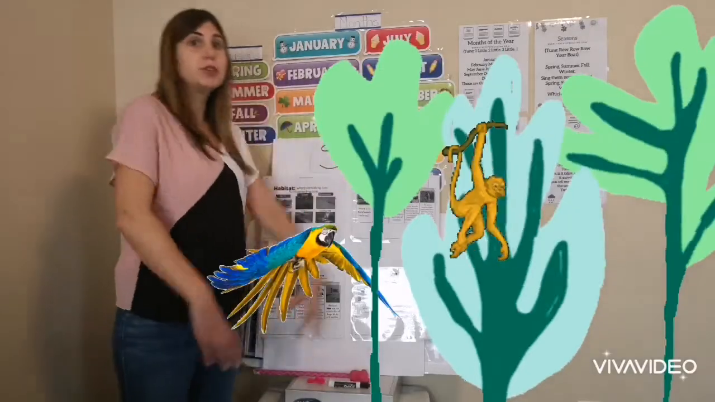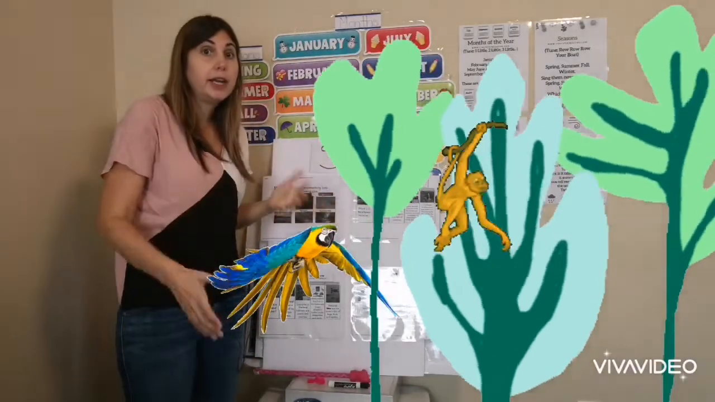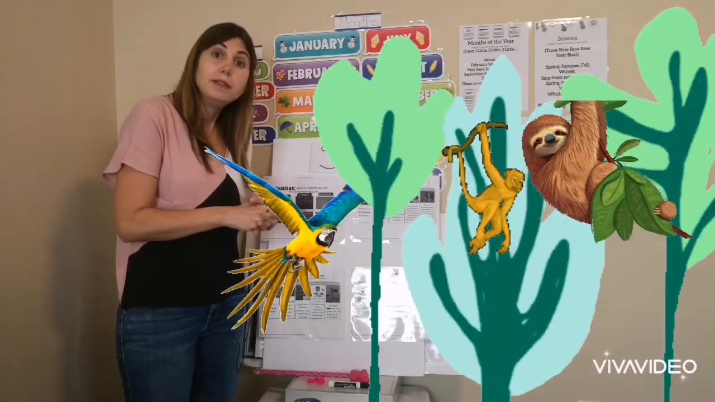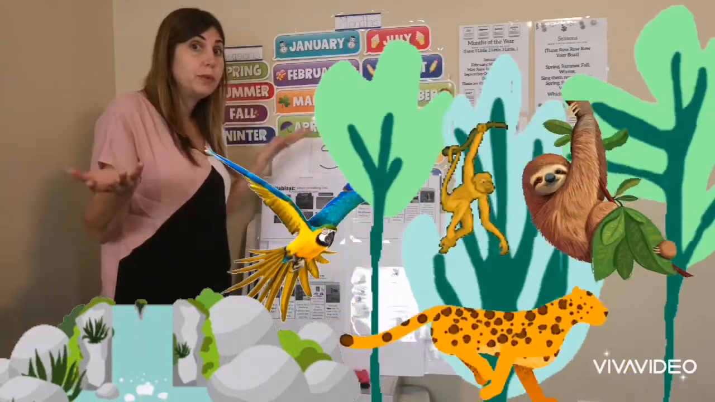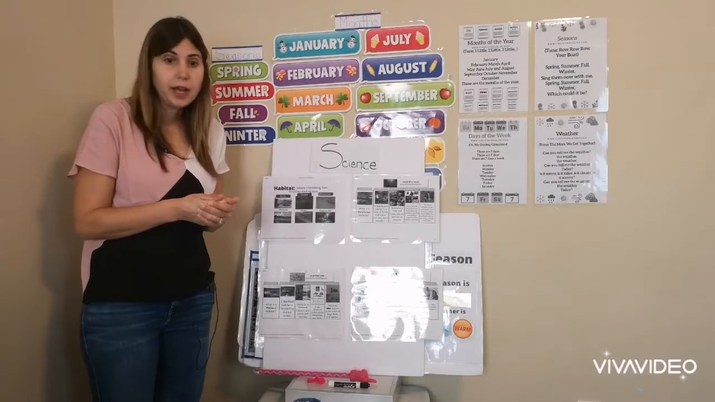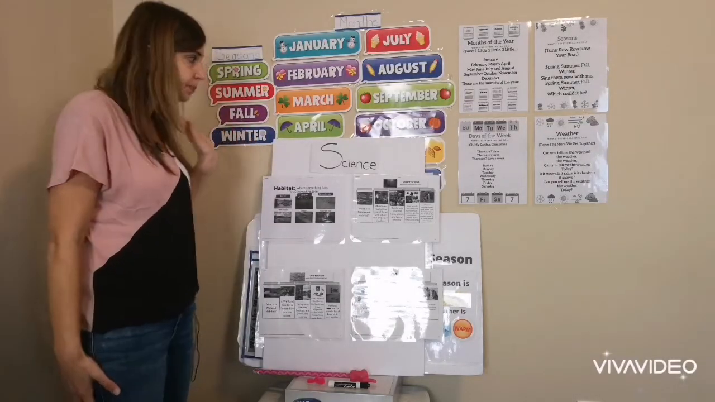So a rainforest has really tall trees, and it gets a lot of rain and it's really warm. So there's a lot of different animals that live there because it's really good weather and environment for so many animals. So we're going to make a rainforest habitat. I'll show you that in a little bit.